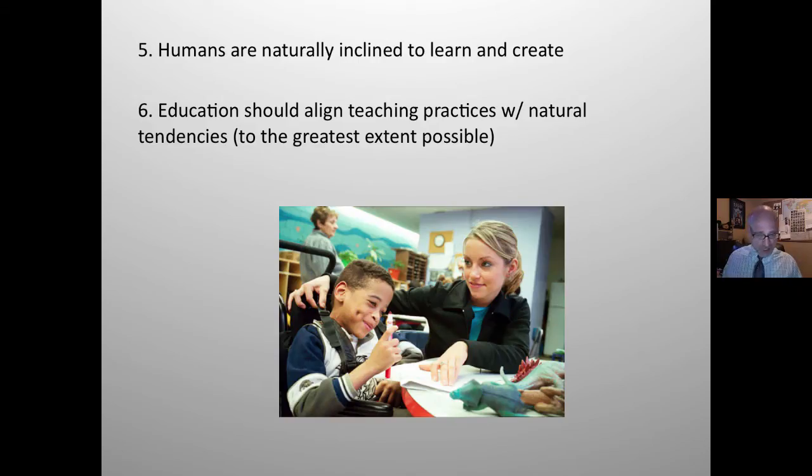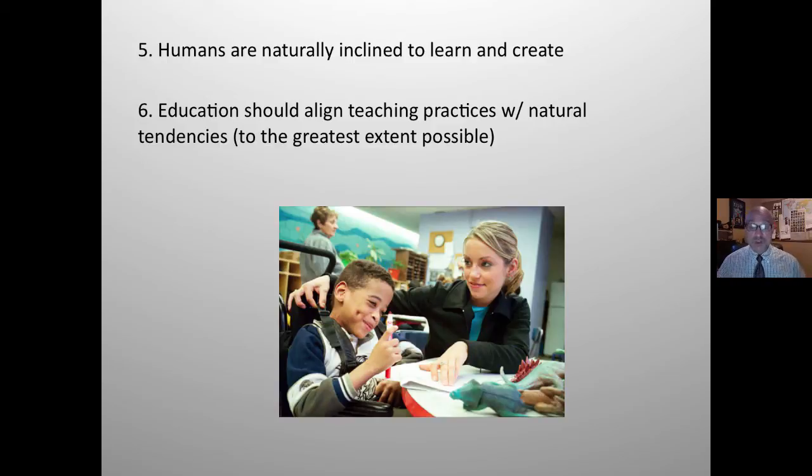As I said, humans are naturally inclined to learn. We are wired to learn. It's what's helped our species survive, to make sense of the world. Physical growth and learning are natural. Education should align with these natural tendencies to the greatest extent possible. Align with students' natural desires to learn, to express, to be creative, to find out about their world. And when we do this, teaching becomes effortless and effective, and learning becomes effortless and effective.